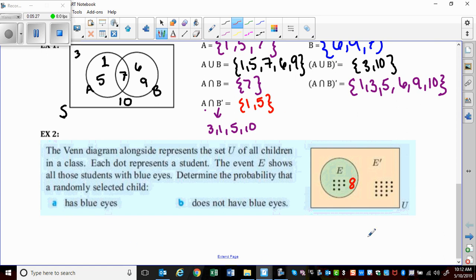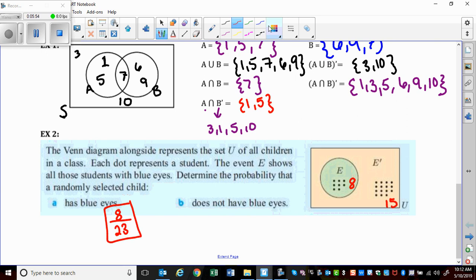Well, I need to know the total set then. It's going to be 8 plus, I think this is 15. And 8 plus 15 is 23. So the total number of children that we are sampling is 23 kids. And the ones that have blue eyes are 8 of them. You might be able to simplify this. Try to simplify it if you can.